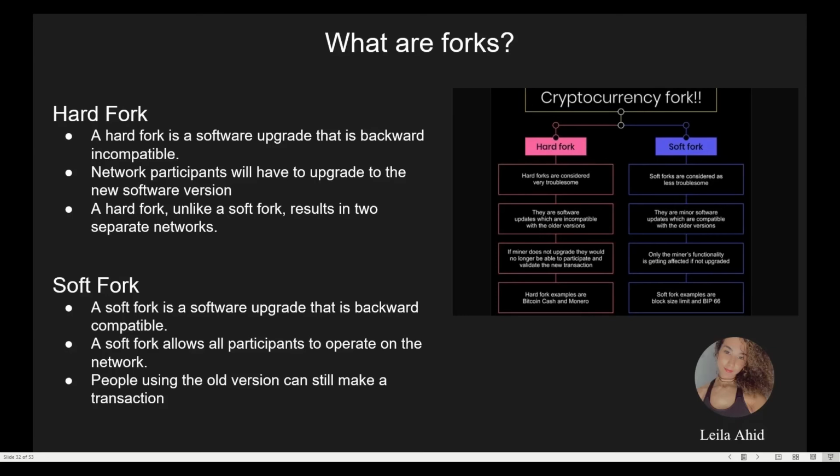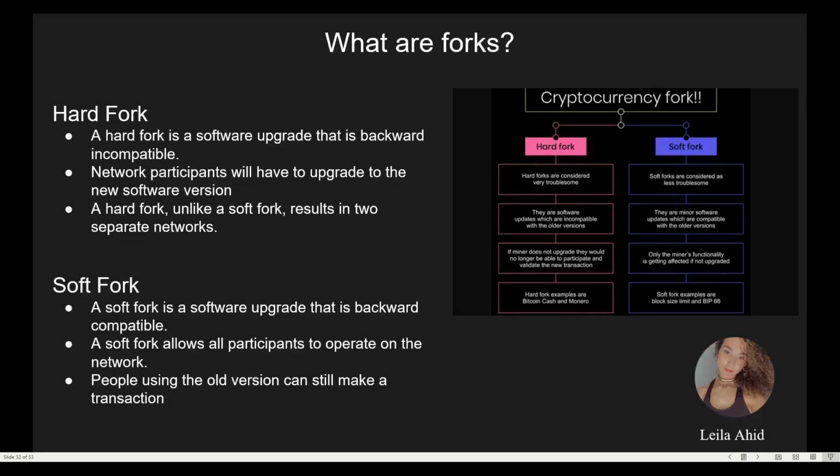There are two types of forks, a hard fork and a soft fork. A hard fork is a software upgrade that is backward incompatible. This means new nodes can only communicate with the others that operate the new version. It results in two separate networks. There is one with the old rules and another with the new rules.